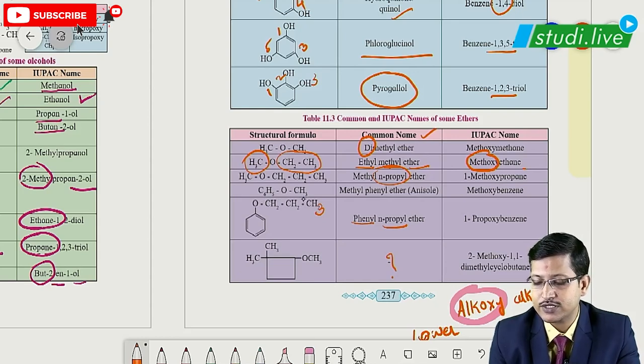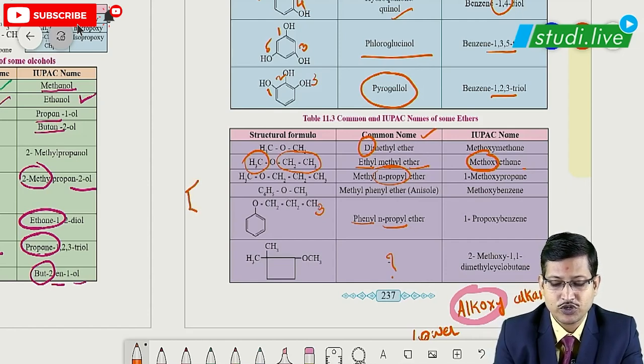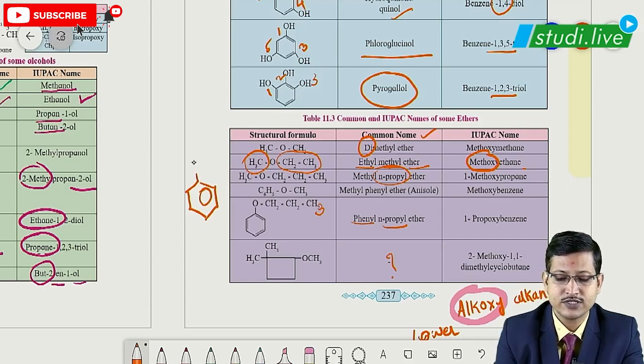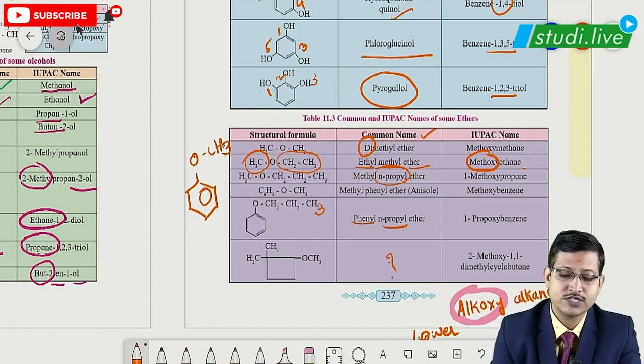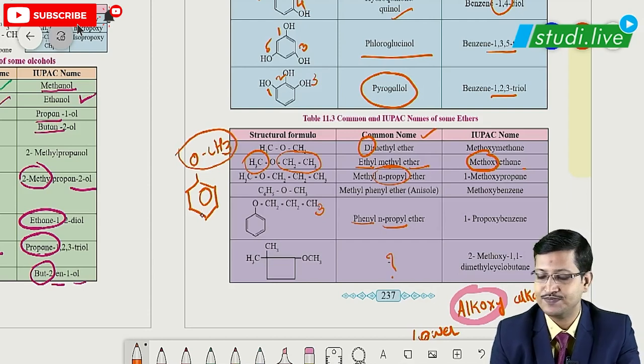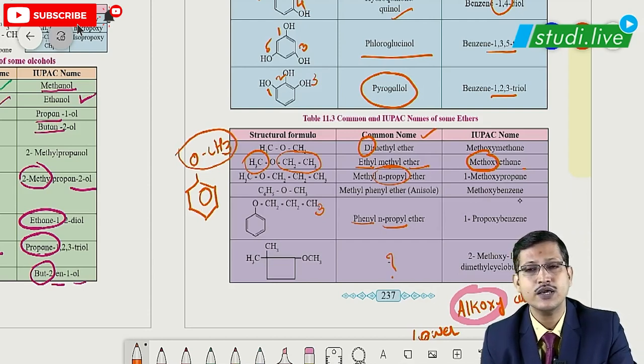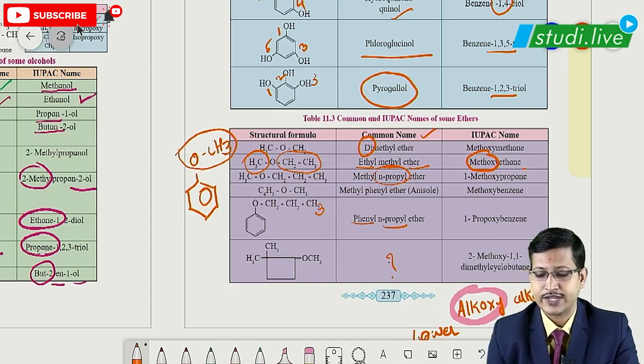Alright, the next one is C6H5OCH3. This is methoxybenzene. This structure can also be put up for your understanding in this manner. This is C6H5 and then O and CH3. So you have a benzene ring with OCH3, and that is what is called methoxybenzene. This is CH3O, which becomes your methoxy, and this is benzene.